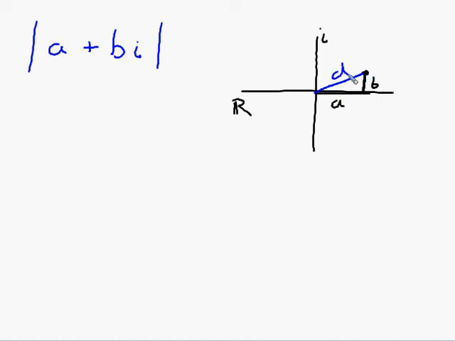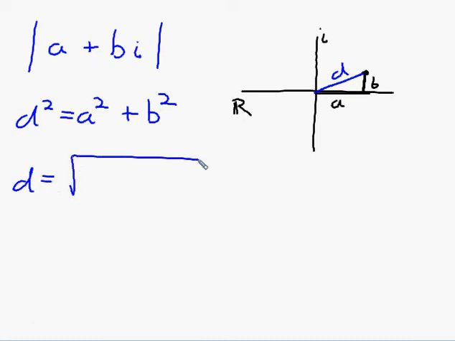And we see that d squared, using Pythagorean theorem, is a squared plus b squared. And I can't add those because I don't have anything in there yet. So a squared plus b squared. To solve that, we would take the square root of both sides. And so we see that it's just the square root of a squared plus b squared, which is our absolute value.